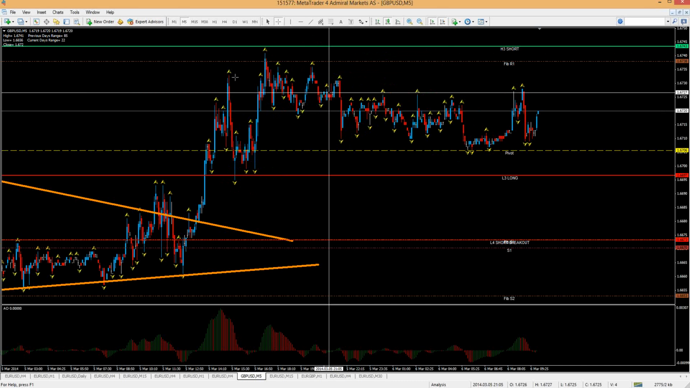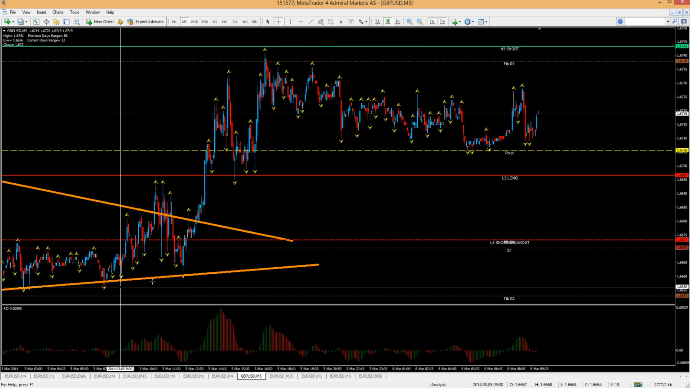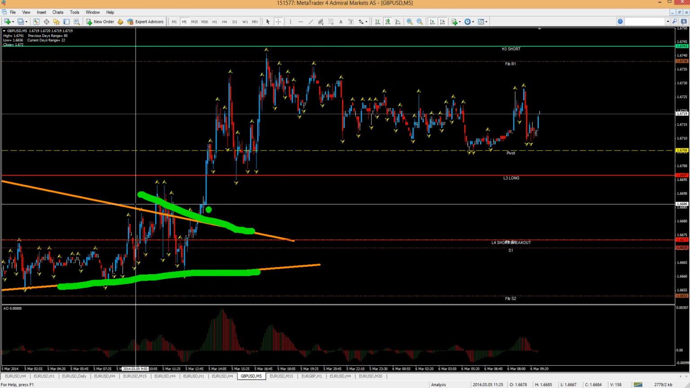So anyhow, that was yesterday, right after we were viewing it somewhere in here, and basically got the break of this earlier trend line here, this earlier triangle to the upside, and then the follow through. That was yesterday, basically.